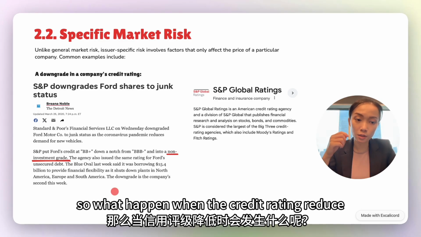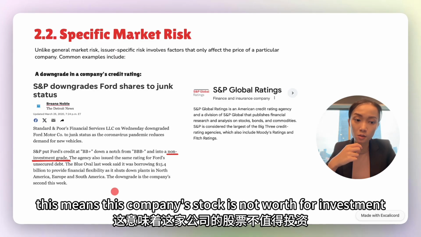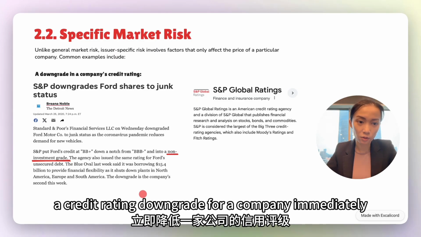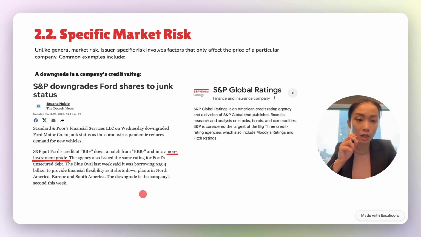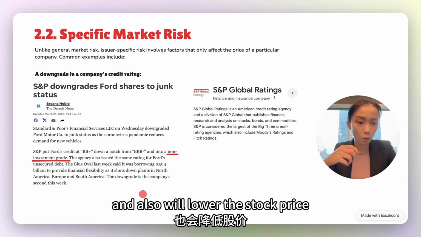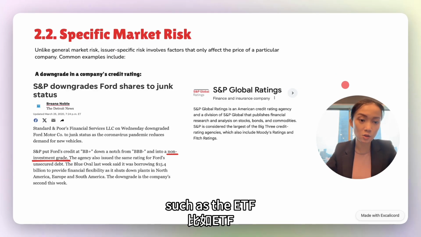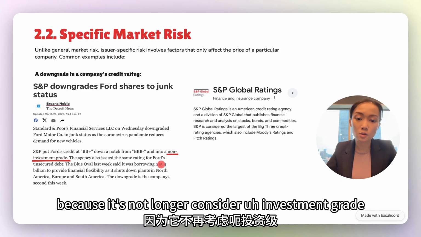So what happens when the credit rating is reduced from investment grade to a lower grade? This means this company's stock is not worth investing in. So a credit rating downgrade for a company immediately increases the cost of borrowing, which means they will need to pay greater interest, and it will also lower the stock price, and can trigger mandatory sell-off by institutional investors such as ETFs, because it's no longer considered investment grade.